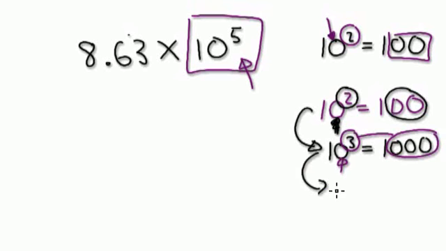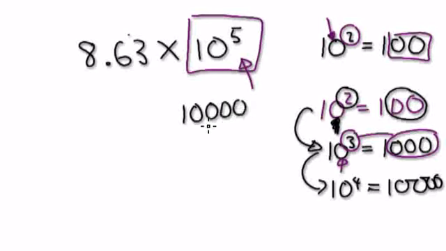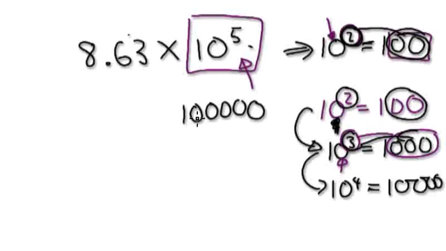So now jump to the next step. 10 to the power 4 means there are going to be 4 zeros. And then 10 to the power 5, there's going to be 5 zeros. In a few months time, if you forget, then start with something simple like 10 squared, and then jump to 100, and you would notice that 2 here would give you 2 digits, and 3 would give you 3 digits. Well, 10 to the power 5 would give you 5 digits.